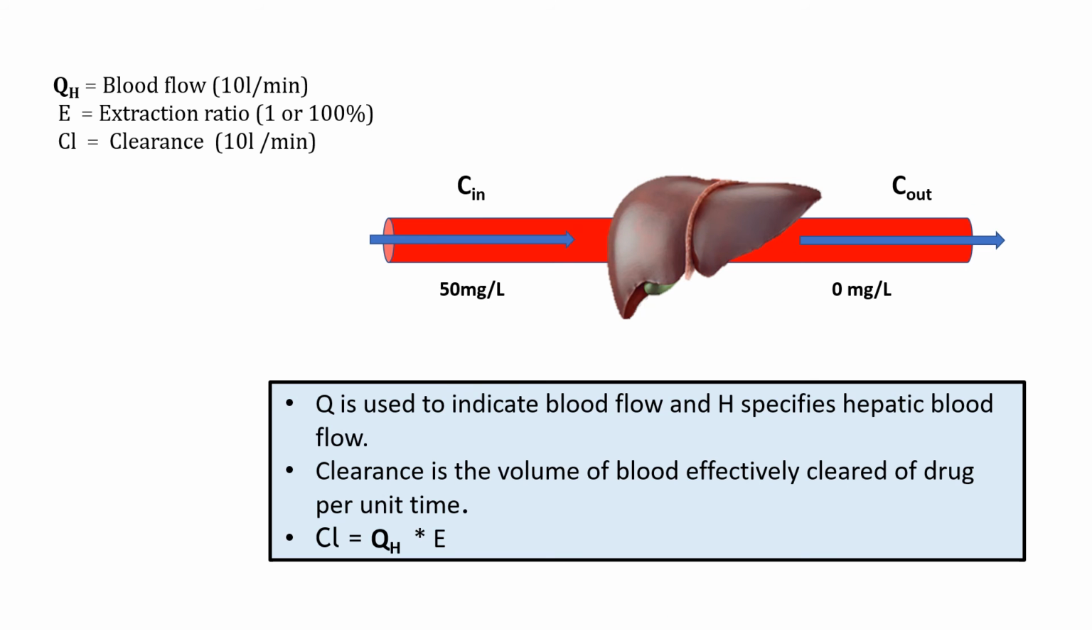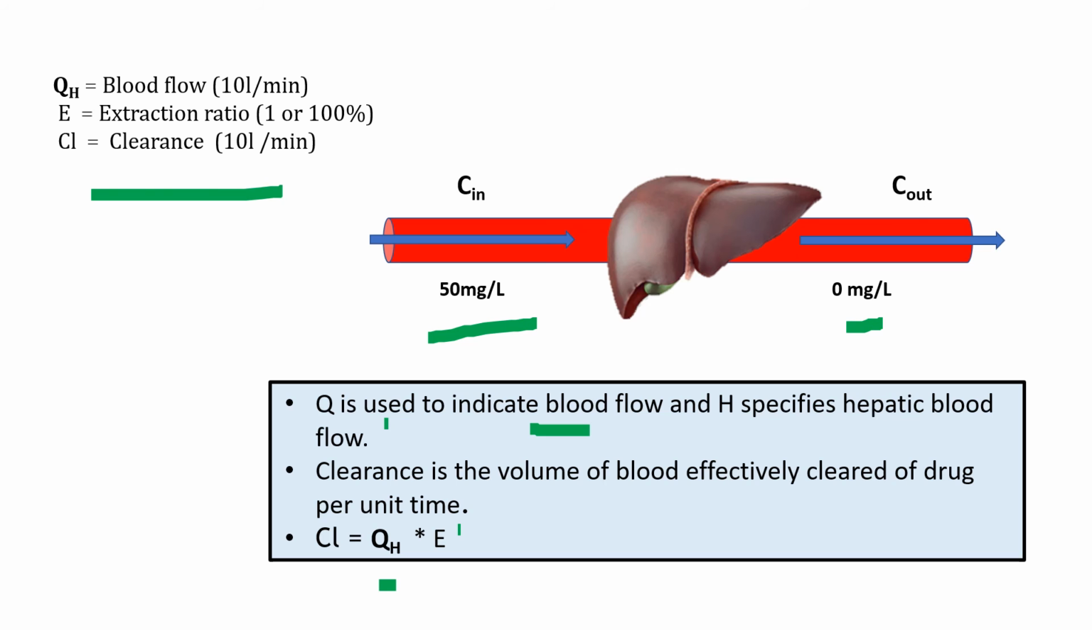So to understand how extraction ratio is associated with the clearance, clearance is equal to extraction ratio into QH. So what exactly is QH? Q is used to indicate blood flow, and here it is specified as the hepatic blood flow. Okay, so here if the hepatic blood flow is like 10 liter per minute, and the extraction ratio is like, if you see 50 milligram going in and you can see zero, nothing is coming out.